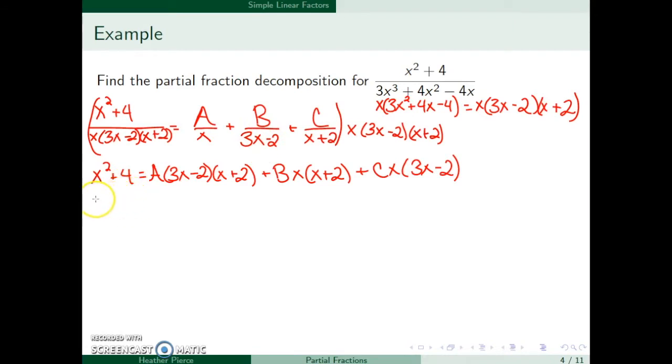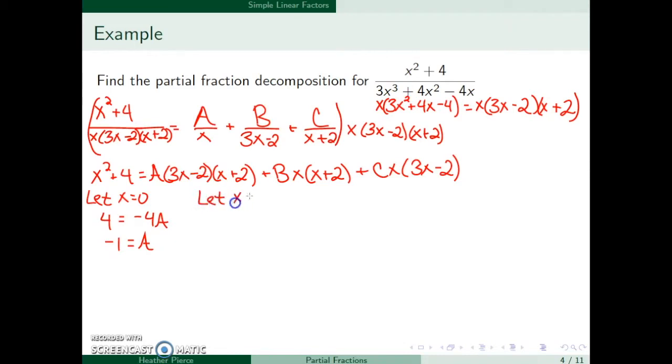So we're going to use some ones that are going to work out nicely for us, like letting x be equal to 0. On the left-hand side, we'll have 0 squared plus 4. On the right-hand side, this becomes negative 4a. And then the b term and the c term will both cancel. So we see that a is negative 1.